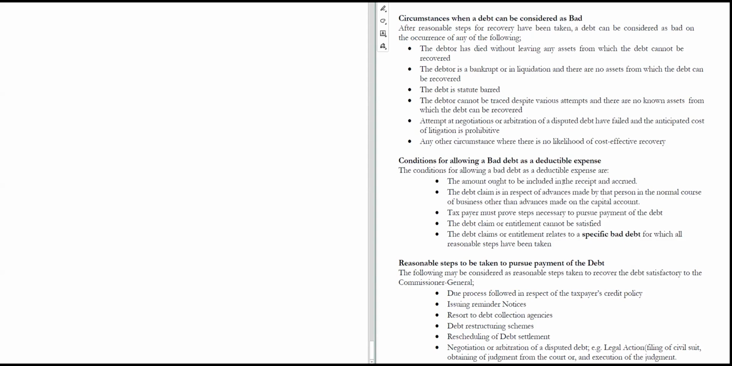Also, the debtor cannot be traced. He's lost and you cannot find any asset. You cannot find his family members to take your money to. And any attempt at negotiation or sending him to court didn't work, right? And any other circumstance where there's no likelihood of cost-effective recovery. The person threatened you such that you are scared to go for your money. It's all part of it becoming a bad debt, right? You sent a debt collecting agency.